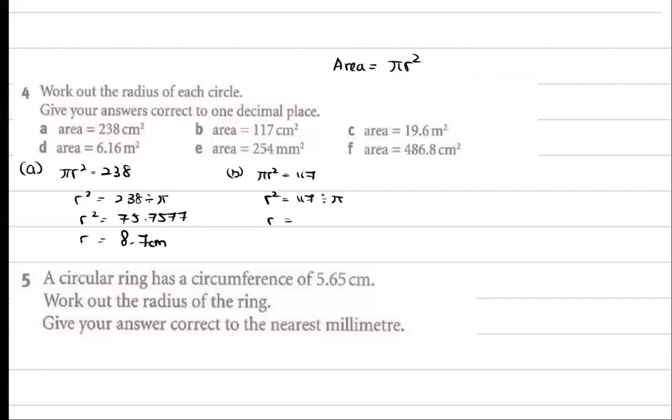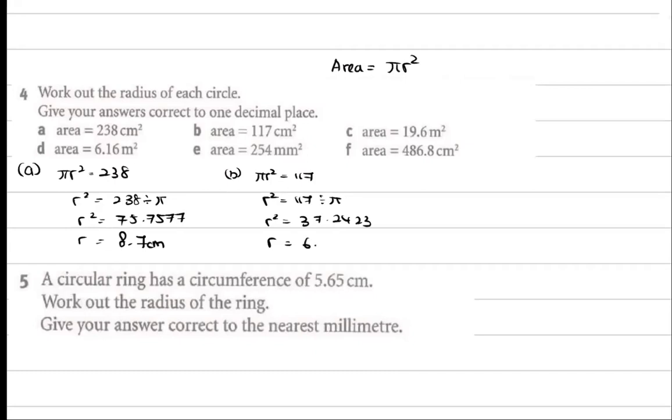R is equal to 117 divided by pi. 37.2423. So the answer is 6.1. Only one decimal place. Let's see. Pi r squared is equal to 19.6. R squared is equal to 19.6 divided by pi. R is equal to 6.23887. Square root the answer. 2.49 will be 2.5.